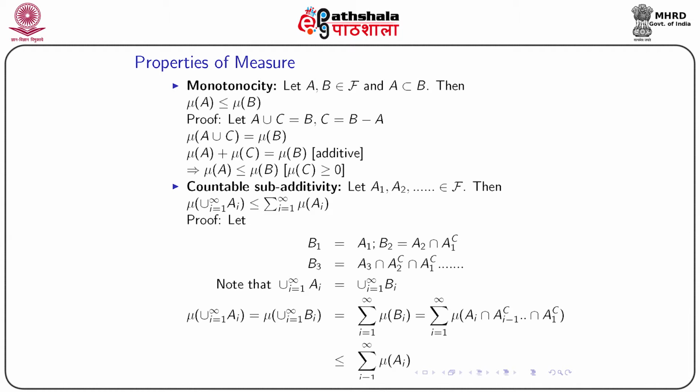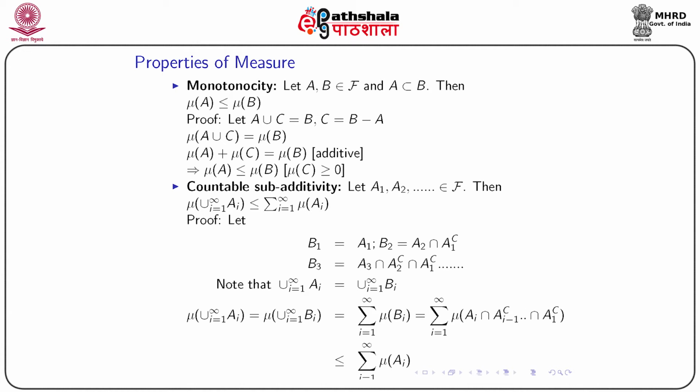So, C are those elements which belong to B but not A. Now, if I take the measure, mu of A union C will be mu of B, because A union C is B. One thing to be noted is that A and C are disjoint. So, if they are disjoint, mu of A union C will be mu A plus mu C. So, mu A plus mu C will be mu B using this additive property.